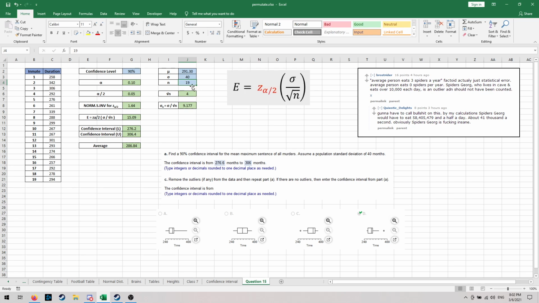If you don't change the n to 19, you're still considering 20 people, but the murderer over here is an outlier, and we shouldn't have counted him. So we're now considering 19 people with an average of 286.84. And you're going to see that we get 2 new confidence intervals. Because we've already set up all of our calculations, it'll just go through automatically, doing the exact same steps we did before to give us our new correct answers. And that's how you do this question. That's everything.